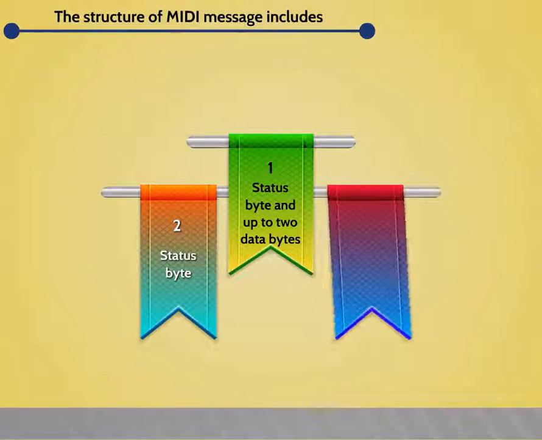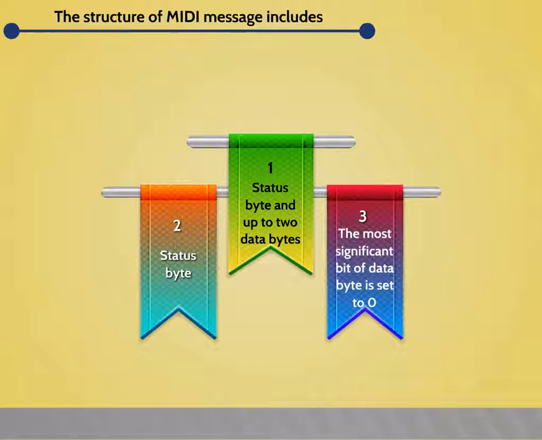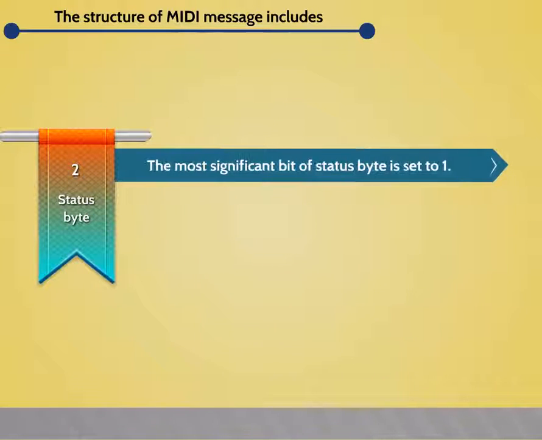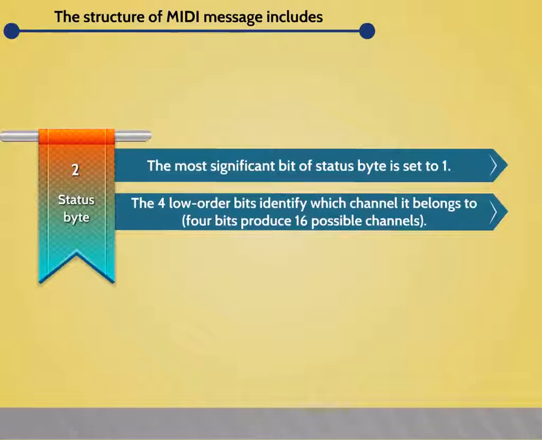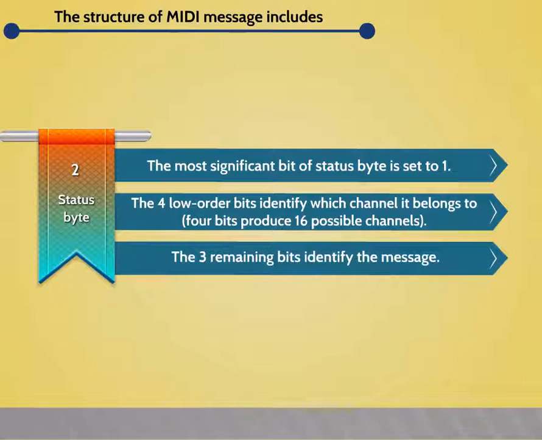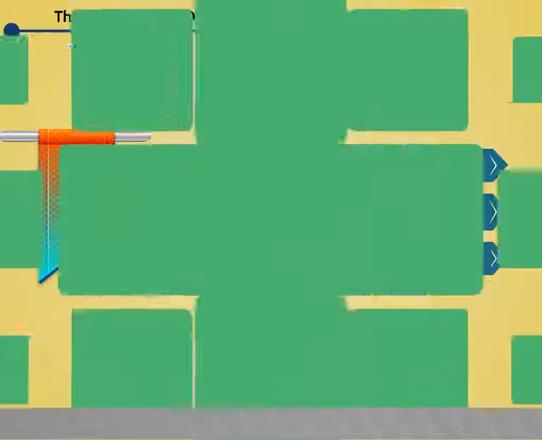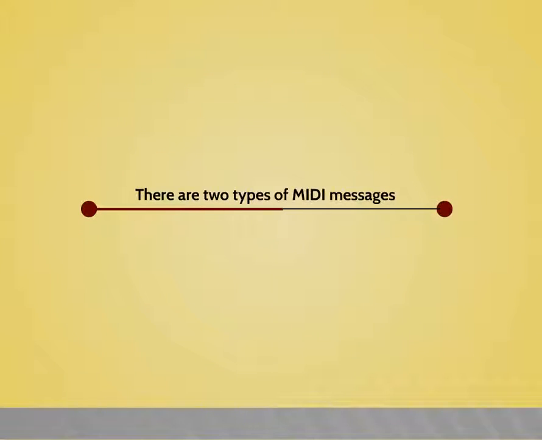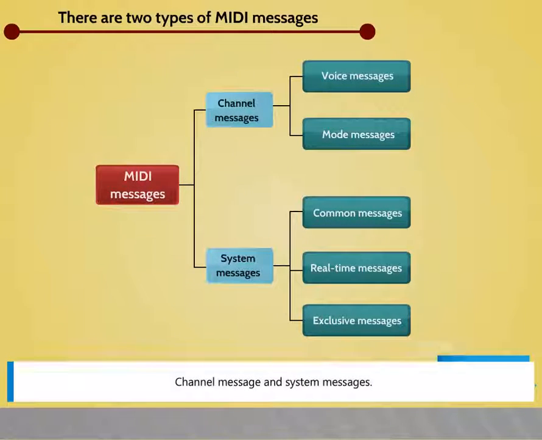Status byte. The most significant bit of a data byte is set to 0. The most significant bit of a status byte is set to 1. The 4 low-order bits identify which channel it belongs to, that is, 4 bits produce 16 possible channels. The 3 remaining bits identify the message. There are 2 types of MIDI messages: channel messages and system messages.